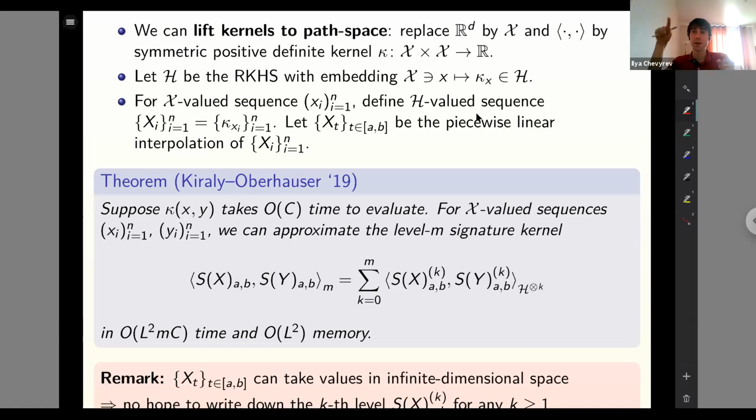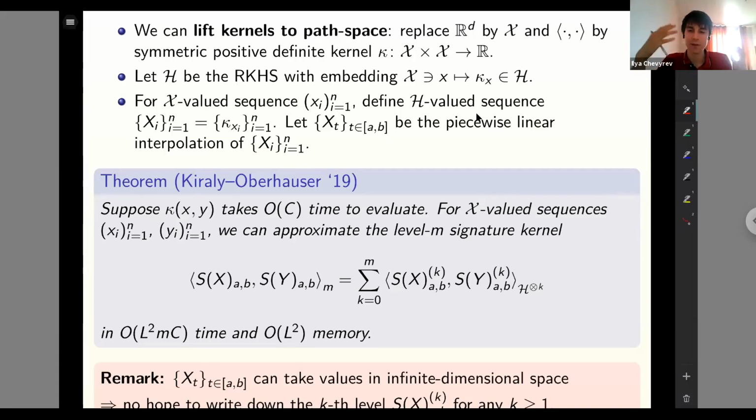So given two paths in RD, little x and little y, when you lift them up to the big reproducing kernel Hilbert space, capital X, capital Y, you can compute the signatures of those and take their inner product, using this recursive formulation. I think this is quite a nice way of thinking about signatures in infinite dimensional spaces as well.